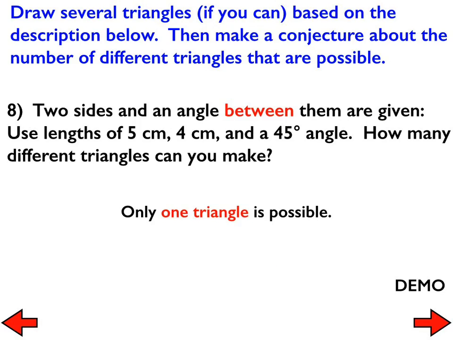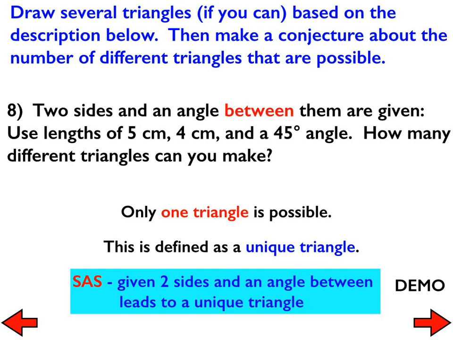So, only one triangle is possible. This is defined as a unique triangle, and we have a couple of lines where we're supposed to be adding some stuff here. And this leads us to a new theorem titled SAS, or side, angle, side. And a picture of that would look something like this. And I'm going to stop for a second to let everybody get caught up.